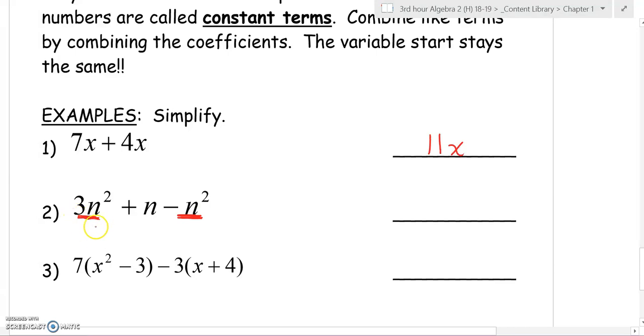The coefficient in front of the first term is 3. What is the coefficient in front of minus n squared? Well, there's no number there, so it's an understood 1. So we have 3n squared minus 1n squared. 3 minus 1 is 2n squared. Notice we subtract the coefficients. The variable part stays the same.